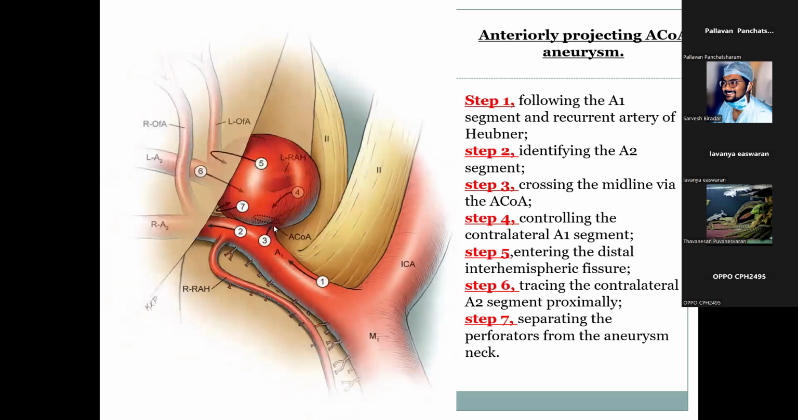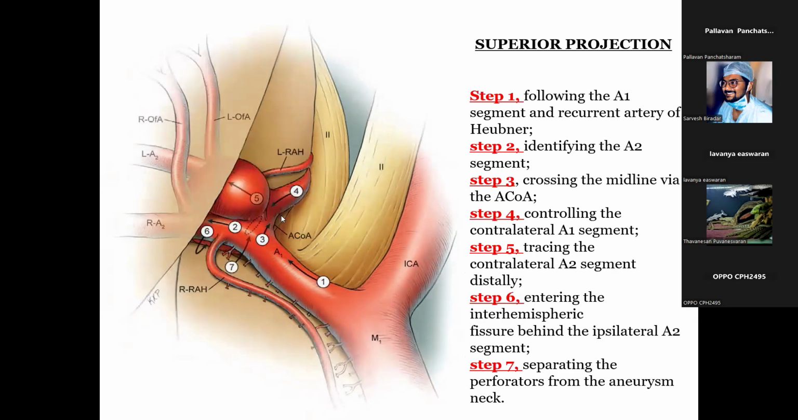So this is an inferiorly projecting aneurysm and this is an anteriorly projecting aneurysm. Again, dissect along the ipsilateral A1, along the ipsilateral A2 and cross the midline via the anterior communicating artery. Define the contralateral A1 and enter the distal interhemispheric fissure and define the contralateral A2 and separate the perforators, and now the neck is ready to be clipped.